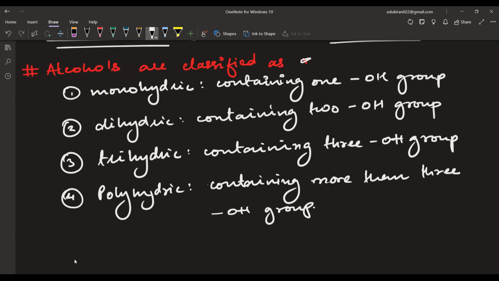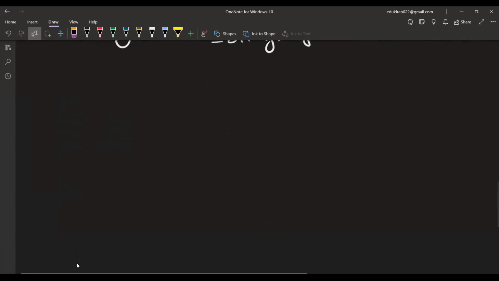Write this down. Done? Also write some important polyhydrics. Here I'm generalizing the term: that means we have more than 1 OH group. So if you have CH2OH and then one more CH2OH, it is known as glycol.